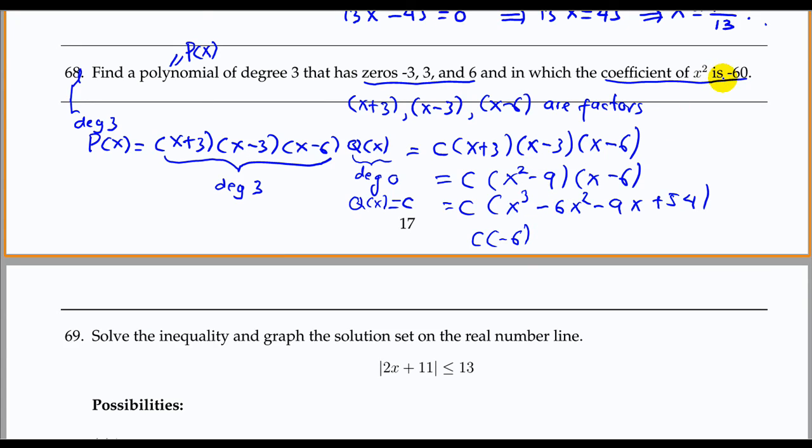Meanwhile, it is given that the coefficient of x squared is negative 60. So this must be equal to negative 60. From here we conclude that c is equal to 10. Therefore, the final conclusion is the polynomial that we are looking for is 10(x plus 3)(x minus 3)(x minus 6).